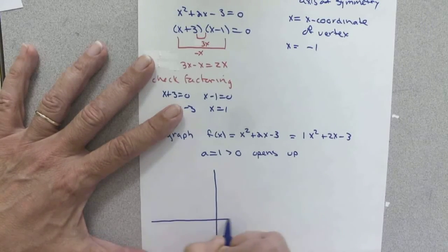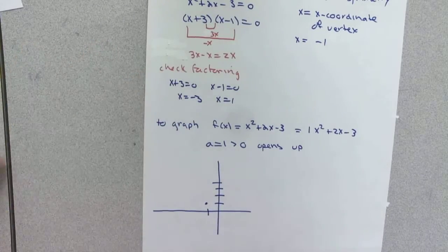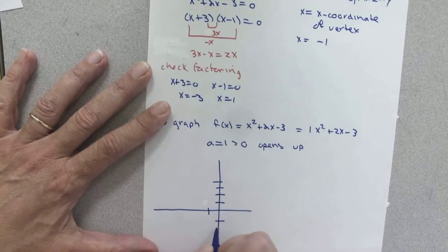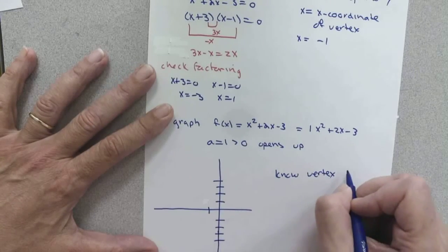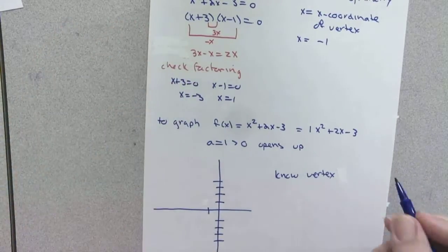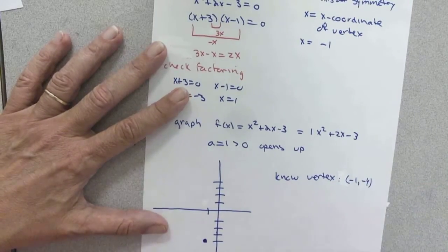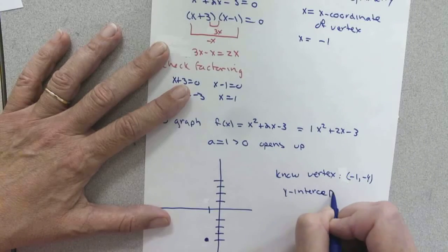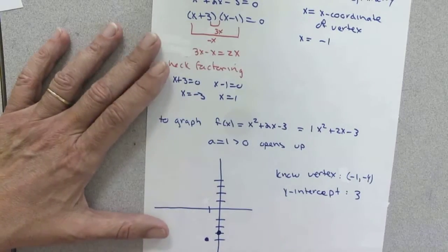And we know that the vertex was -1, -4, went the wrong way. 1, 2, 3, 4. So we know the vertex was -1, -4. So right about there. We know that the y-intercept was -3, so right there.